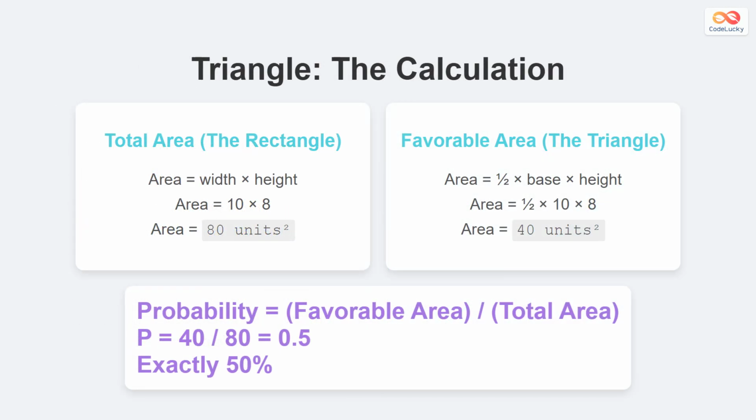The total area is the area of the rectangle, 10 times 8, which equals 80 square units. The favorable area is the area of the triangle. That's 1/2 times base times height, or 1/2 of 10 times 8, which is 40 square units. So, the probability is 40 divided by 80, which simplifies to 0.5. There is exactly a 50% chance.